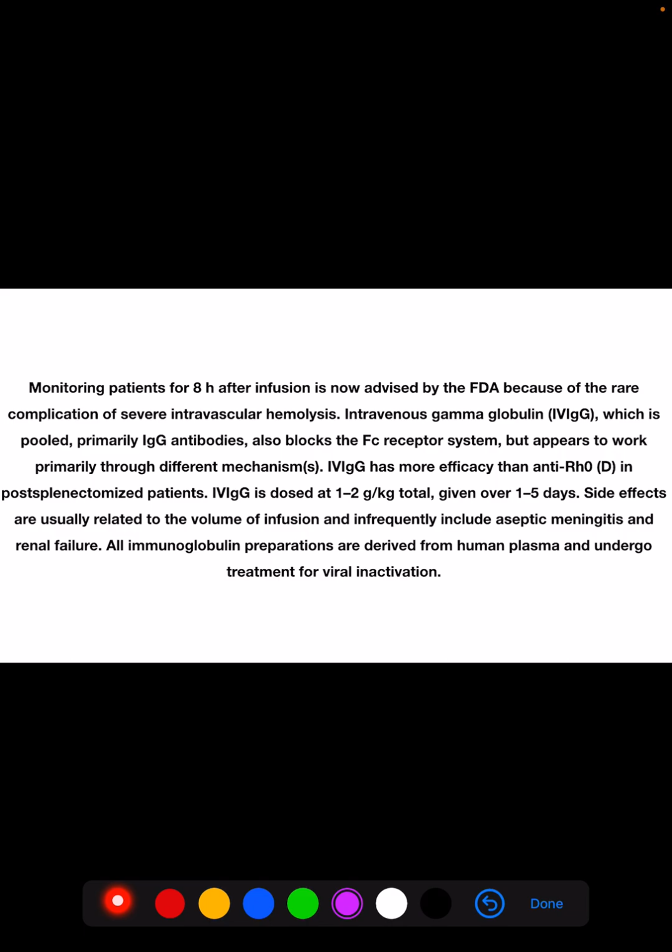And so we have given this Rho immunoglobulin, and monitoring of patients for 8 hours after infusion is advised by the FDA because of the rare complication of severe intravascular hemolysis. After giving this therapy, there is a possibility of rare but severe intravascular hemolysis. So we have to monitor for 8 hours after infusion.